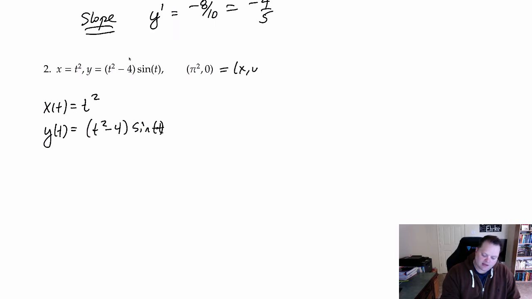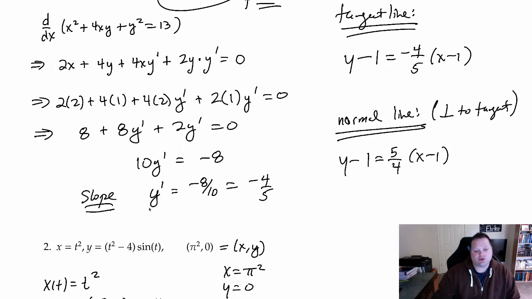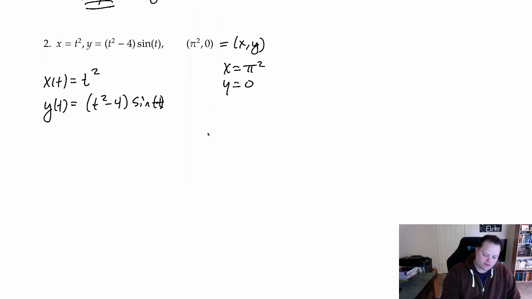Once again, this is x and y. So when x is pi squared and when y is 0, I want to figure out what the tangent line is at that point. So once again, it's just like up here, it's just we have a different way of finding the slope. I'm going to have to find the slope first, then I have a point, but let's find the slope first. So to find the slope here, which is dy/dx, because it's parametric, I have to take dy/dt and divide by dx/dt.